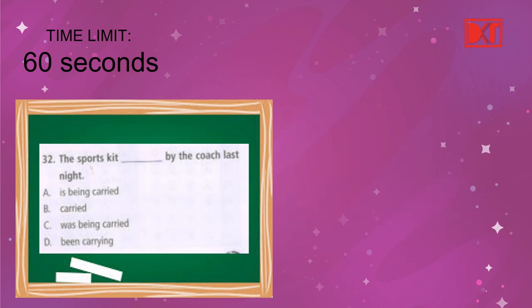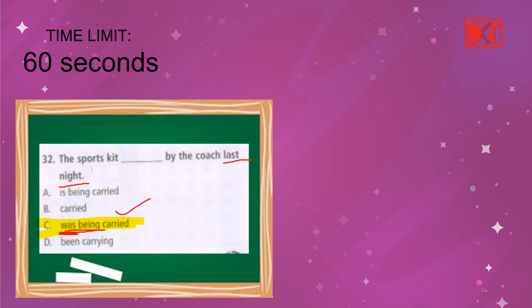Next question says, the sports kit dash by the coach last night: A, is being carried, B, carried, C, was being carried, D, being carried. So the correct answer is C, was being carried. Here we're talking about last night, matlab past ki baat ho rahi hai, to was aayega, was being and the past participle carried.